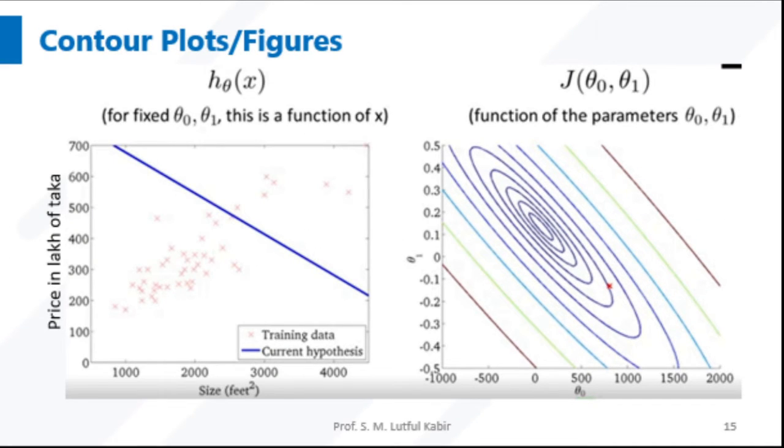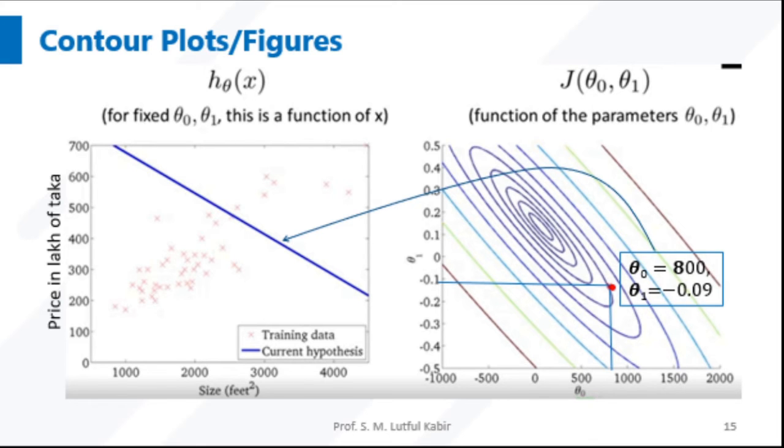I have a particular hypothesis shown in the slide. This is with theta 0 equals 800 and theta 1 equals minus 0.09. And so the point in red in the contour diagram corresponds to one pair of values of theta 0 and theta 1. This hypothesis h of x with these values of theta 0 and theta 1 is not a good fit to the data, and so you find that the cost has a high value there. Let us see, the red point is pretty far from the minimum point, which is shown by the arrow mark. Let us look at some more examples.